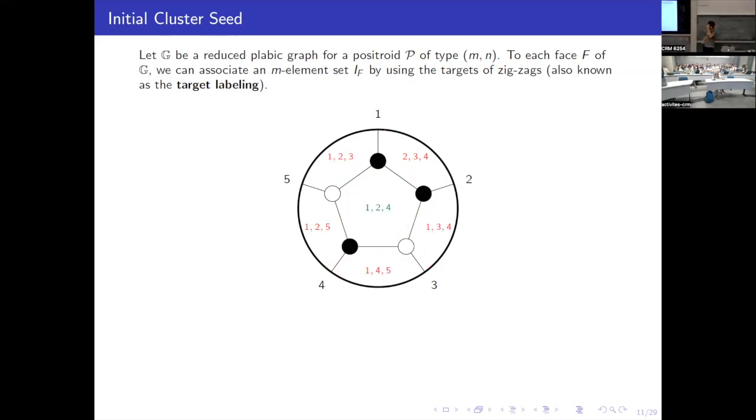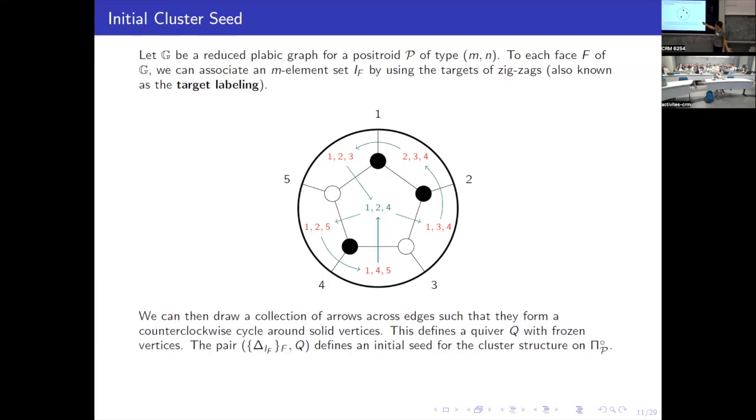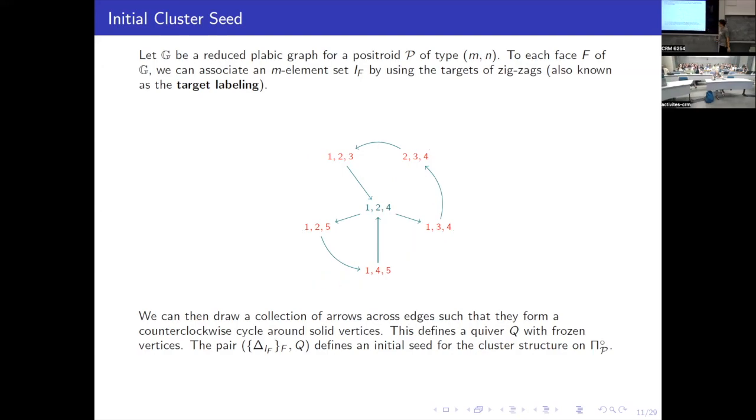Right, I can do it for every face. I get this pattern here, and these are going to be the cluster variables. What are the arrows? The arrows are drawn such that they form counterclockwise cycles around black vertices. So you can go here and go there. So that's the quiver you're going to get.